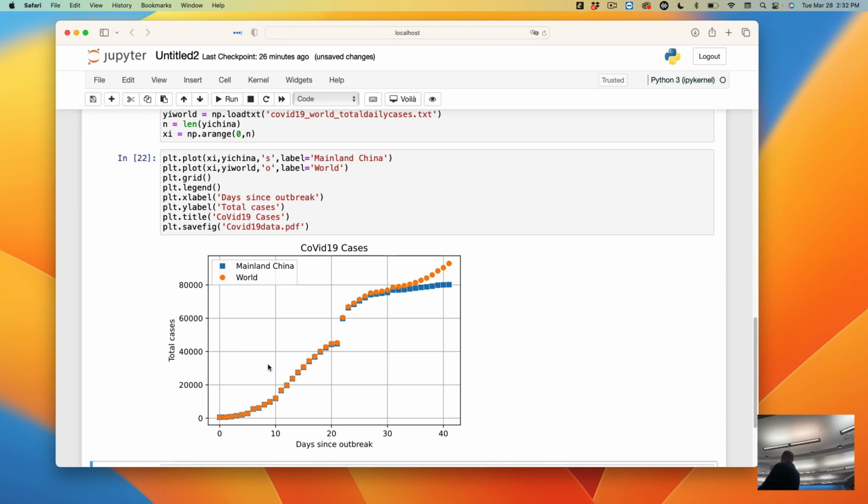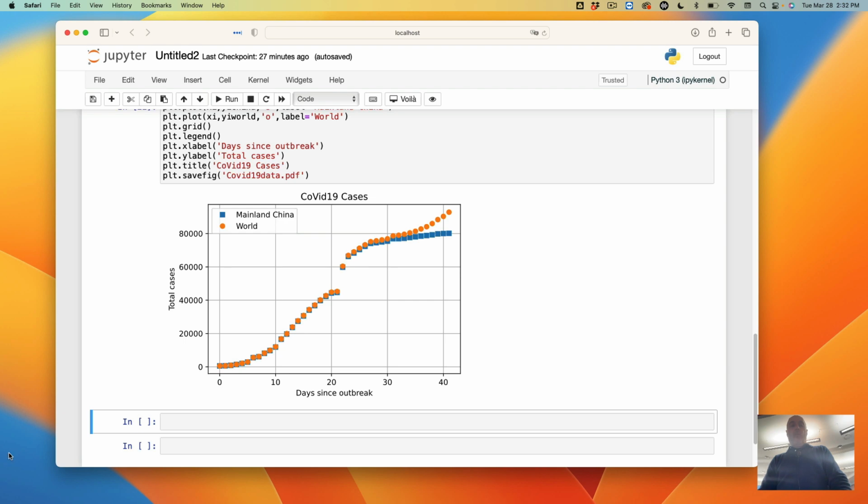Yes? That np.arange command, why do we use that instead of linspace? Linspace is not appropriate because I need an integer day, 0, 1, 2. With linspace, you're not necessarily going to get an integer result, right? Okay. So I use the arange in this case.